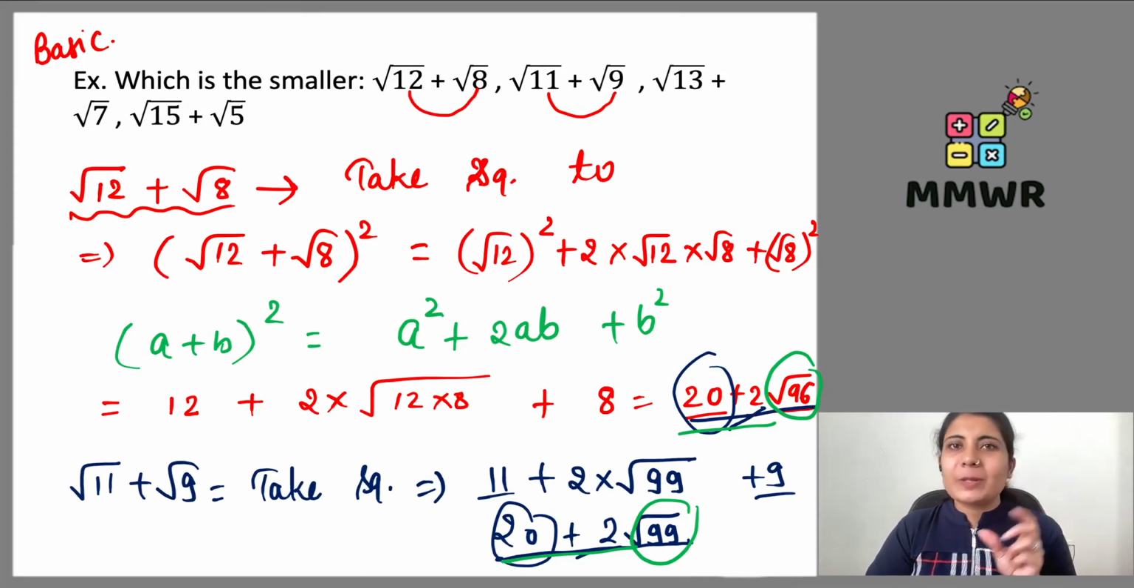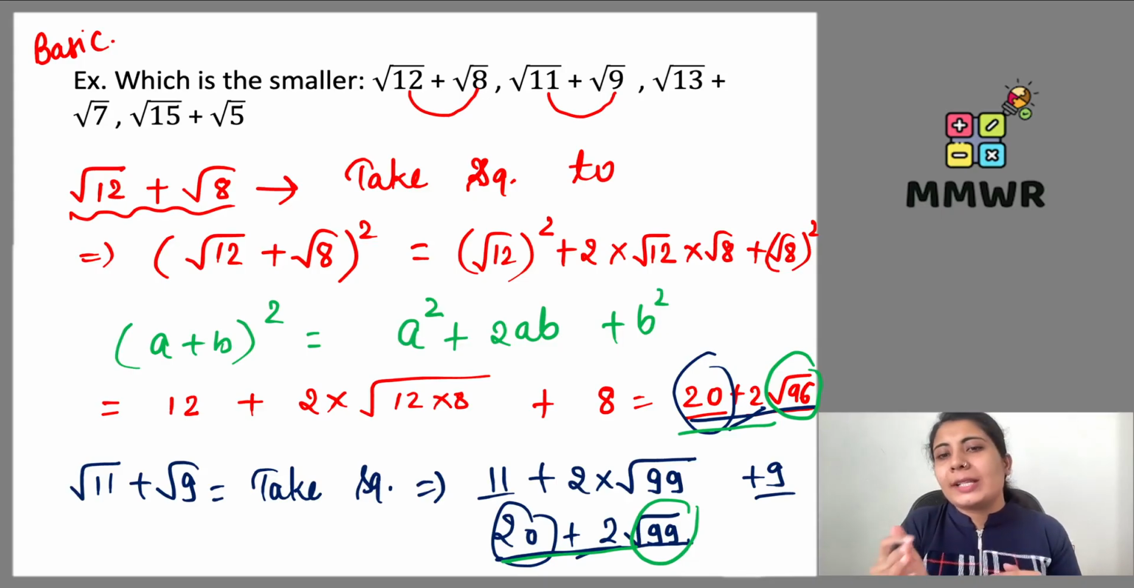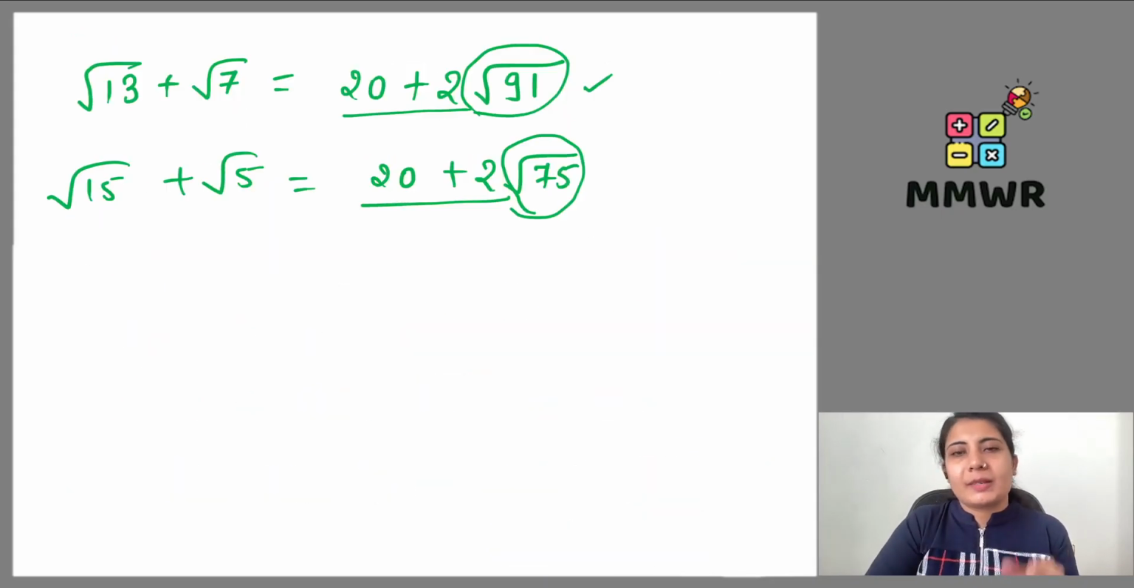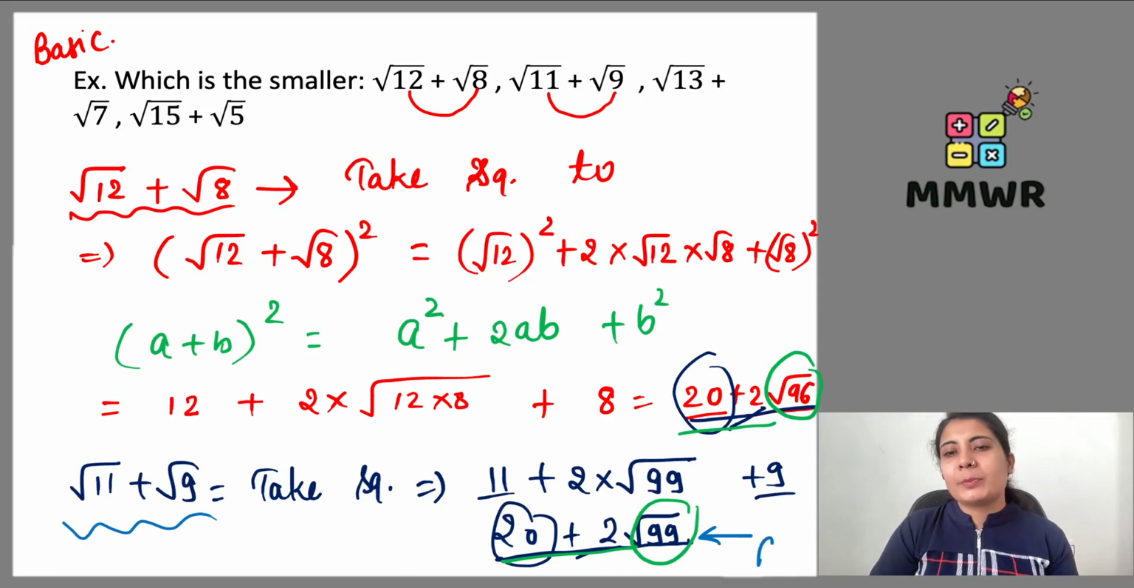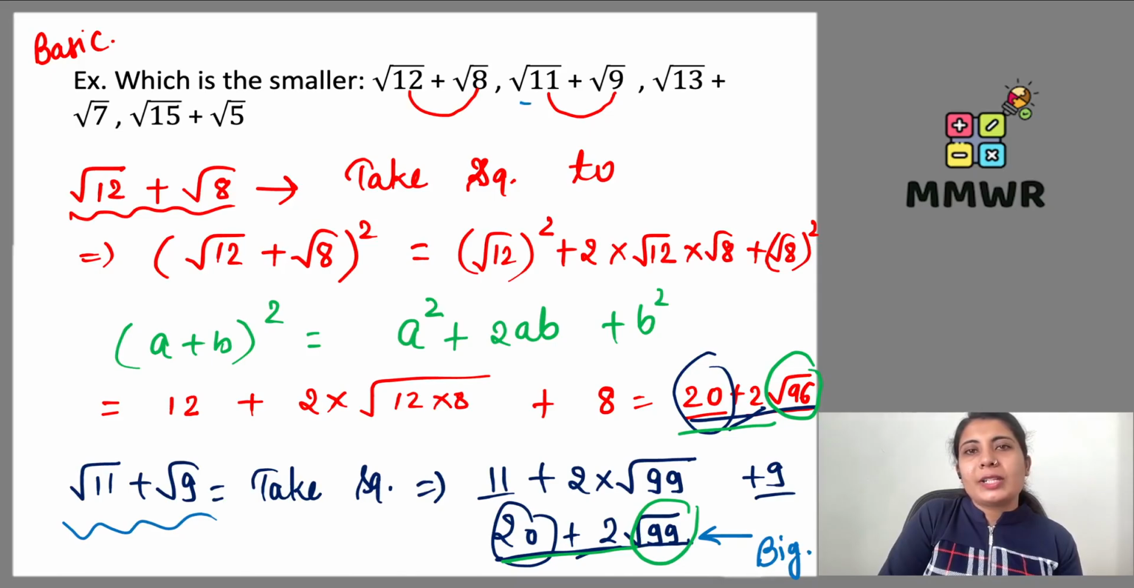We can see 20 plus 2 is common. In the multiplication of 2, we have root 96 somewhere, root 99 somewhere, root 91 somewhere, root 75 somewhere. So of course it is common sense, the bigger one will be the greater one. So root 99 is the bigger one. That means root 11 plus root 9. This is the big one. Root 99 is bigger, so root 11 plus root 9 is going to be the big value.